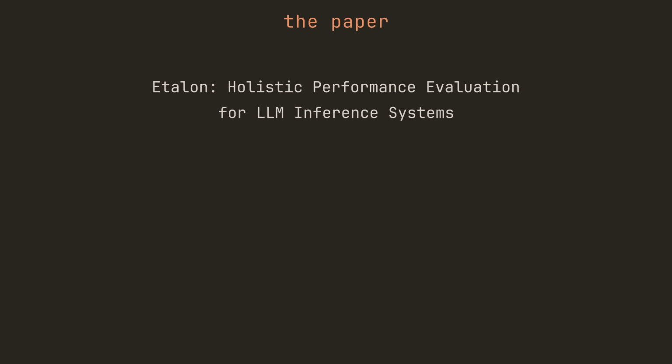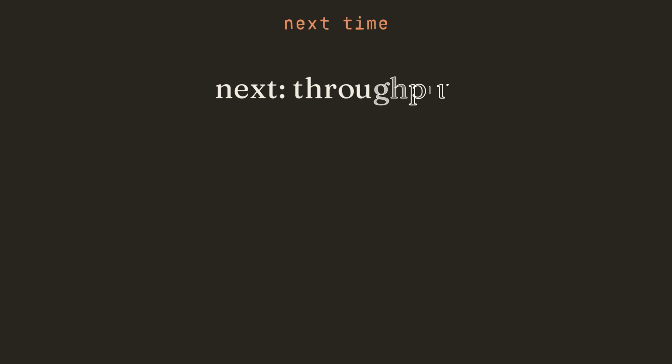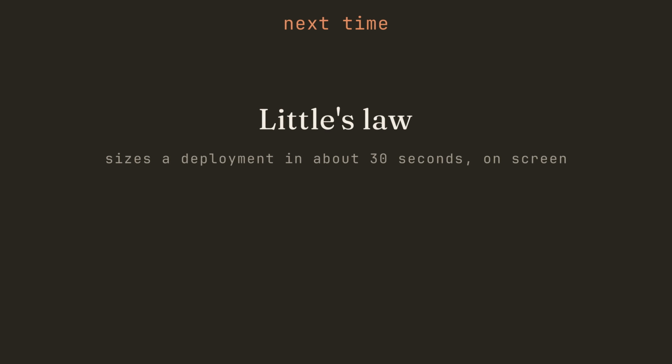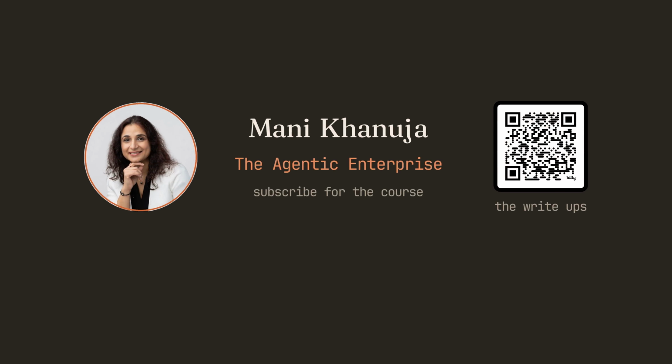The Etalon paper is linked below, and it's worth your time for the full set of measurement pitfalls. Next time we take on throughput. And what do people actually mean by that word? 3 different things, so we'll separate all of them, along with goodput, which decides whether any of your throughput was worth having. And a piece of queuing theory called Little's Law, which will size a deployment for you in about 30 seconds on screen. See you there.